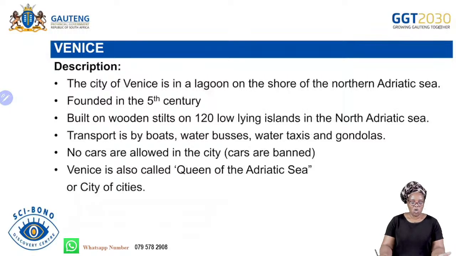Venice is also called the Queen of the Adriatic Sea, or the City of Cities, because of its unique beauty, the way it was built on the stilts, on the water, and the islands that it was built on, and the bridges, the canals.